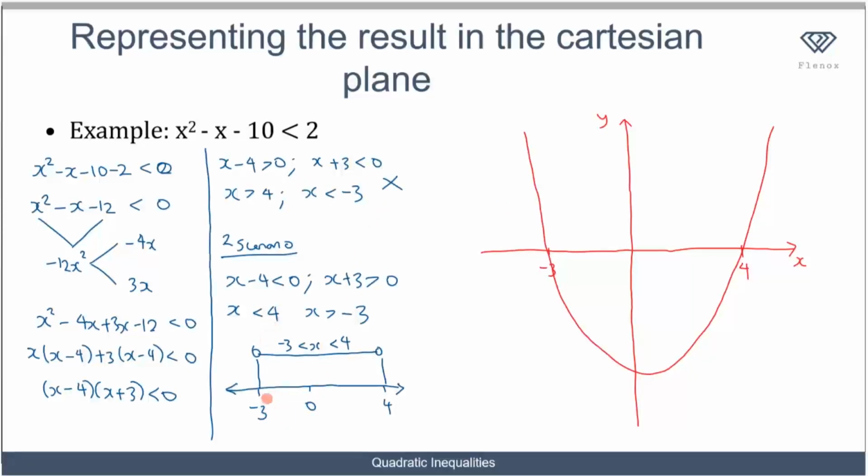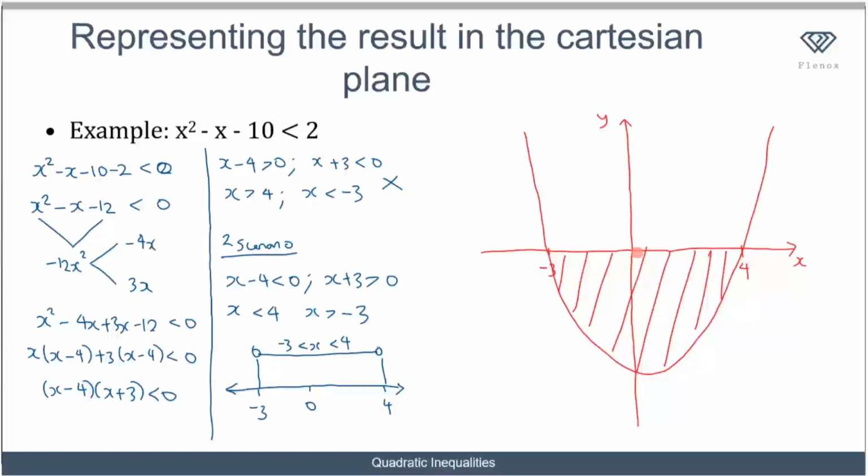We are told that the value of x lies from -3 to 4. So we just shade the region underneath the parabola that lies within that region. So this is how we represent this result from the number line on the Cartesian plane.